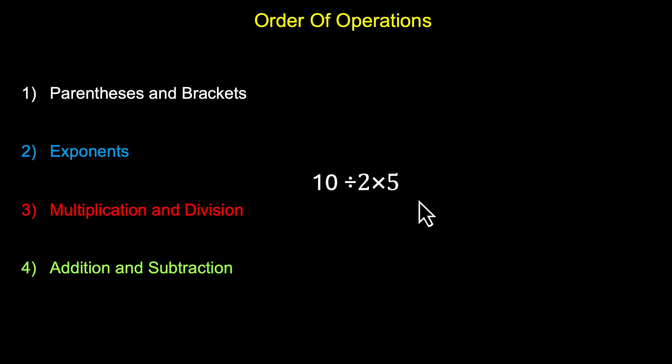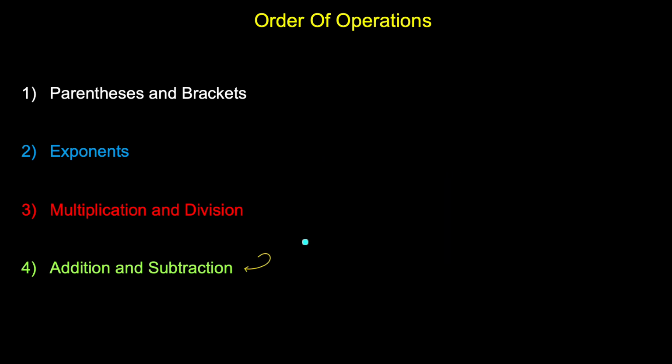But if we have something like this, which do we do first? Here, remember that multiplication and division have the same priority. So if we have both in an expression, we need to operate from left to right. So we start with division because division is first and then multiplication. So 10 divided by 2 equals 5, and then 5 times 5 equals 25.